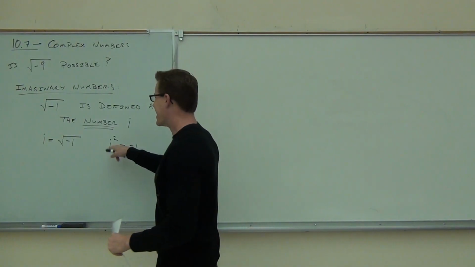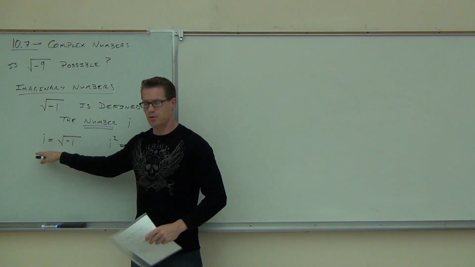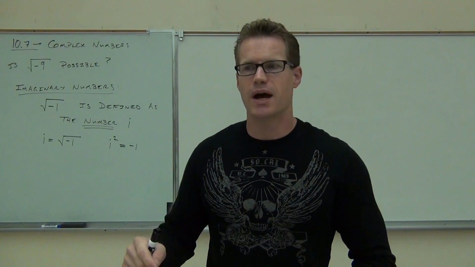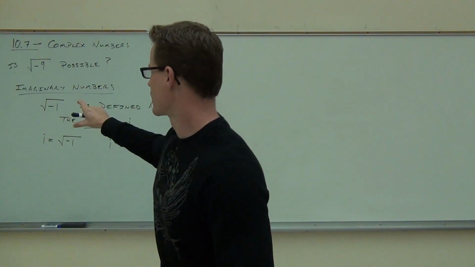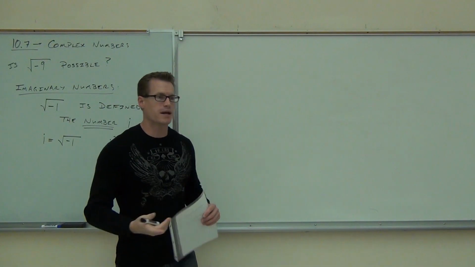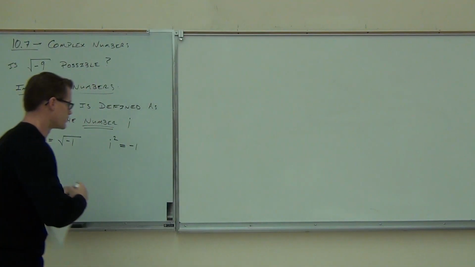This right here, this i, is called an imaginary number. What this lets us do is write any square root of a negative as something that's meaningful. This lets us rewrite square roots of negative numbers.